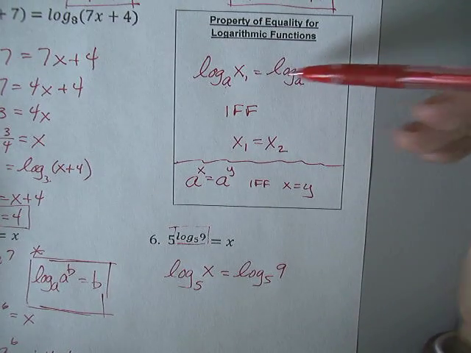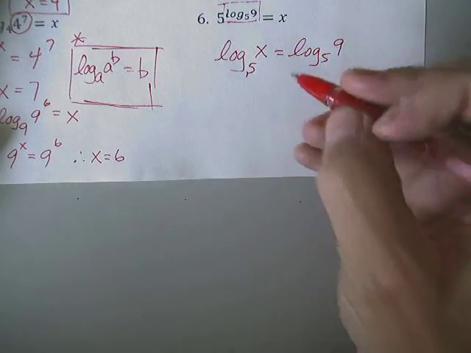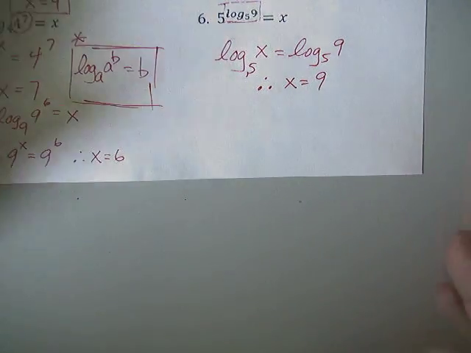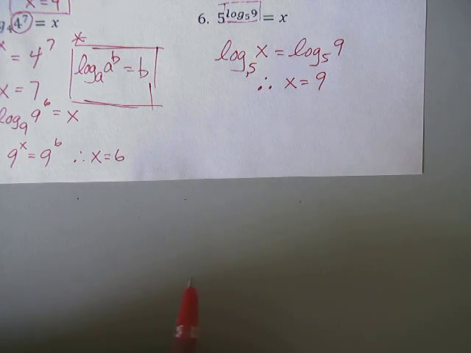Again, I treated this as just one big thing, so I switched those two around. And now if you notice, what do we have? We have log equals log, same base, so therefore you could say x equals 9.